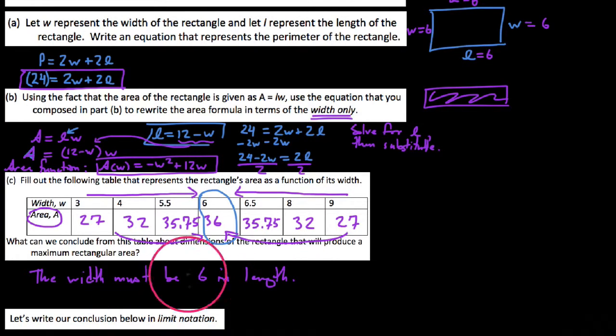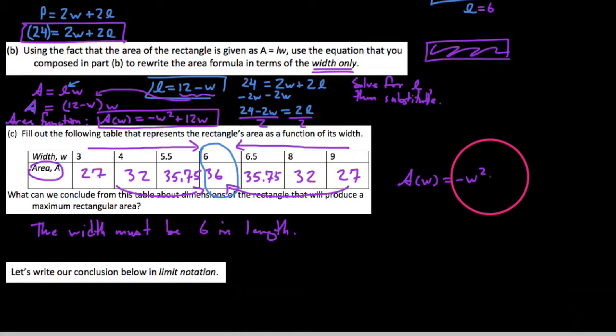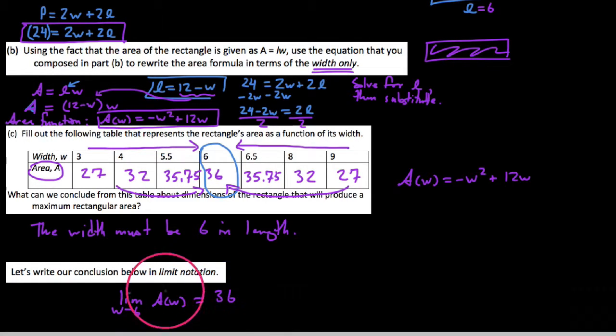But in terms of conclusion, what I want to do now is introduce the concept of what we call a limit. So in limit notation, what we just did was say that we had the area of a rectangle as a function of its width. Here was our area function. If we were to write the limit of this function, we would write it as lim, as the width approaches 6, of our area function, and we see that the area is approaching 36. We're going to pick this expression apart quite a bit.